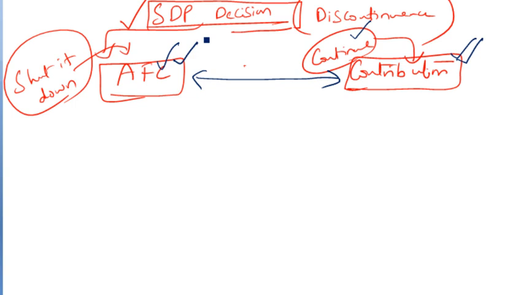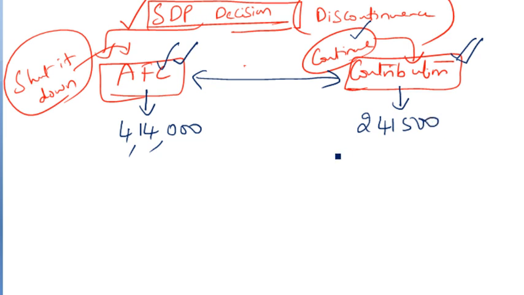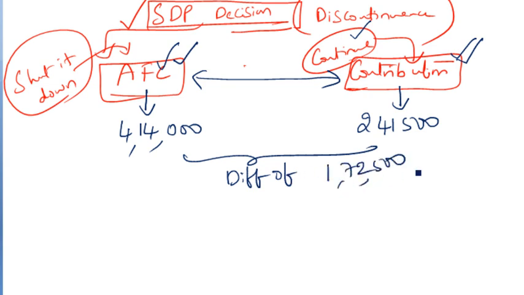That would be my answer, right? So let's compare. Now, if you look at the question, the avoidable fixed cost is 4,14,000, isn't it? That is given in the question. And the contribution that you earn, which is also given in the question, is 2,41,500. So, which means directly there is a difference of, I think it is 1,72,500.